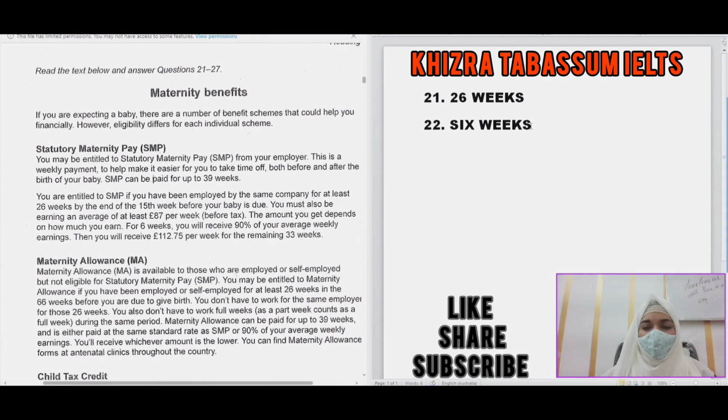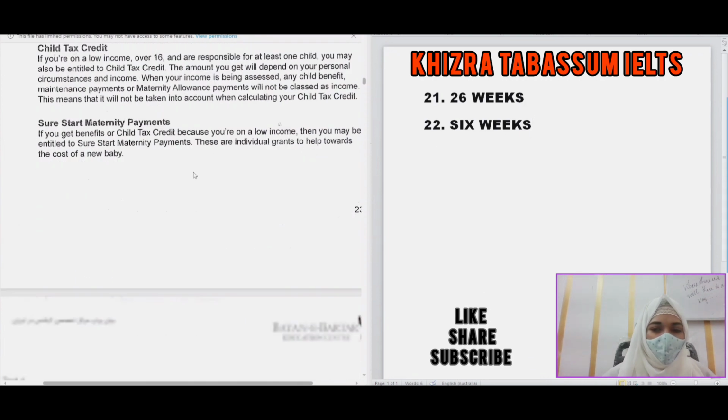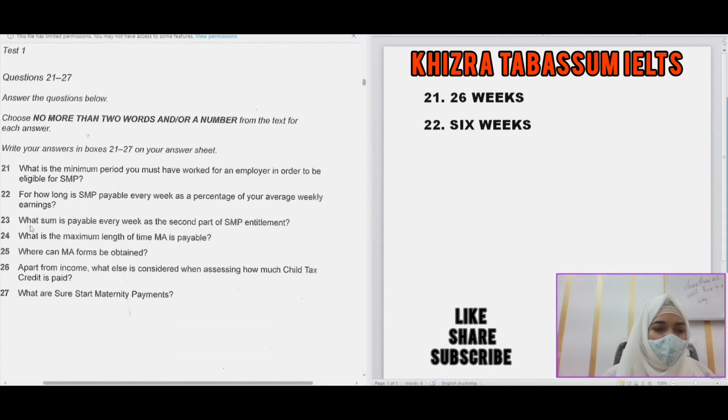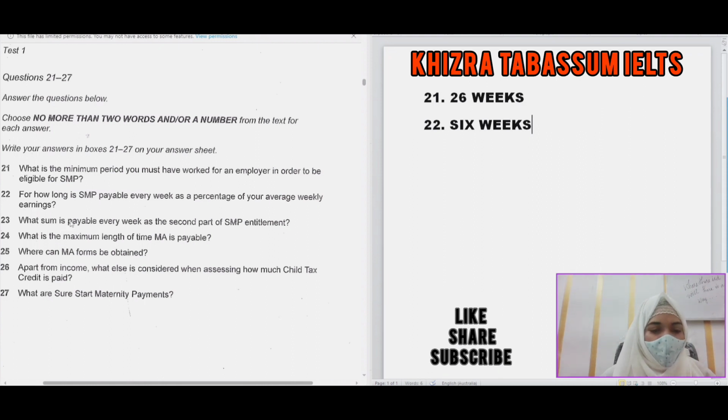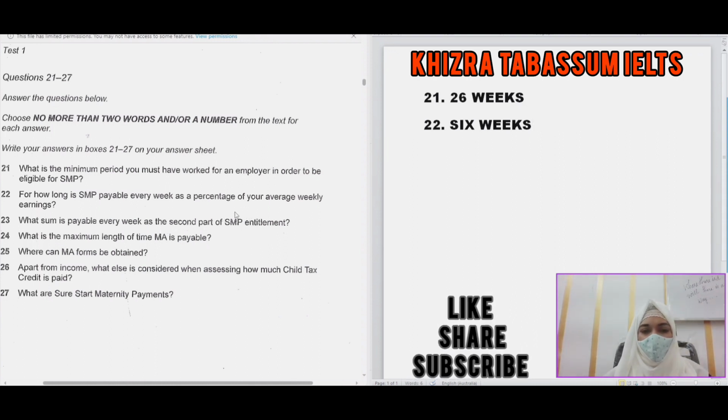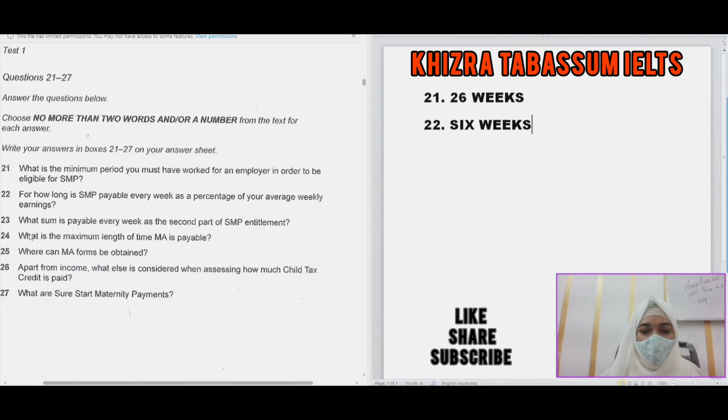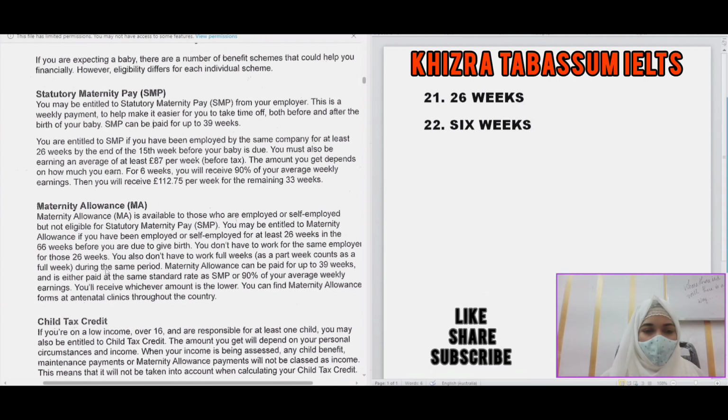Okay, 6 weeks. Done. So come back to the 23rd one. What sum is payable every week as the second part of SMP's entitlement? Sum means total. Okay, what sum is payable every week as the second part of SMP? Second part means the remaining total amount. Sum means total amount you have to write.